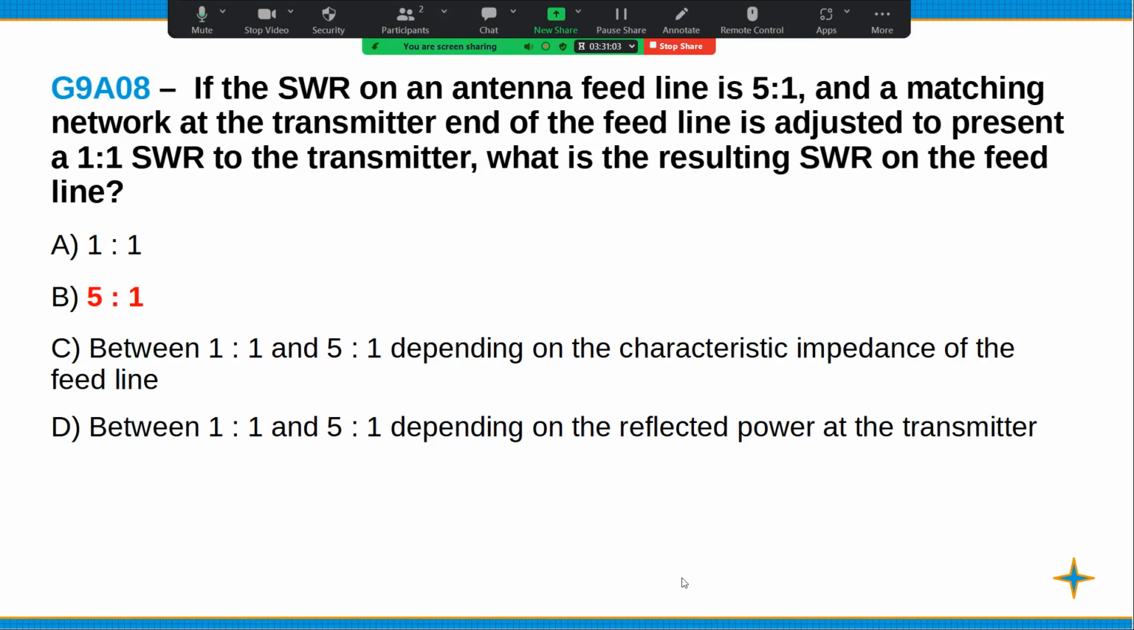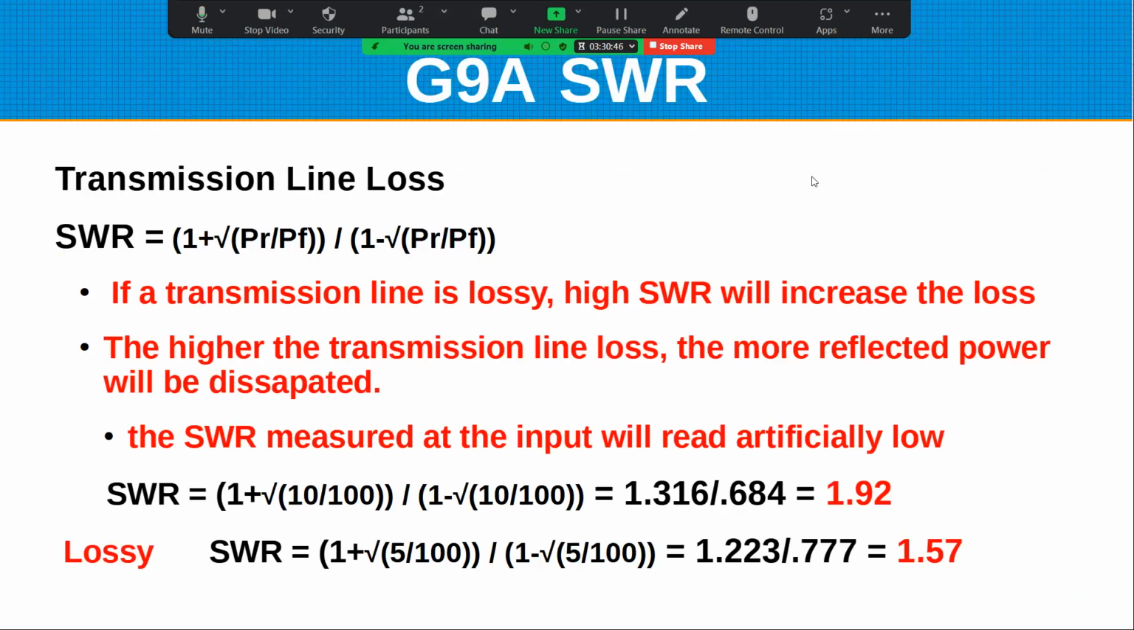That's why in some cases you put a matching network at the antenna end of the feed line. There are even remote antenna tuners that will automatically adjust, like the one in your radio, so you don't get the losses coming back on the feed line.